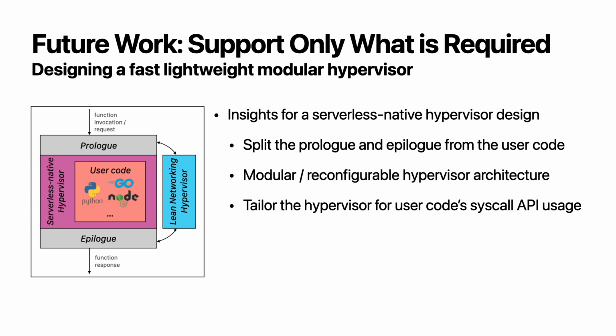The opportunity exists to design a lean serverless hypervisor tailored to support only the necessary syscalls per function for the user code. This lean hypervisor can then be paired with another specialized networking hypervisor, increasing overall resource utilization. By doing this, we can adopt a targeted approach to resource allocation and improve the efficiency of serverless computing deployments.